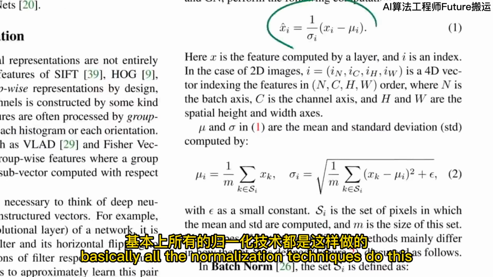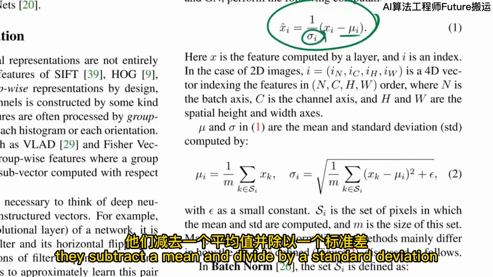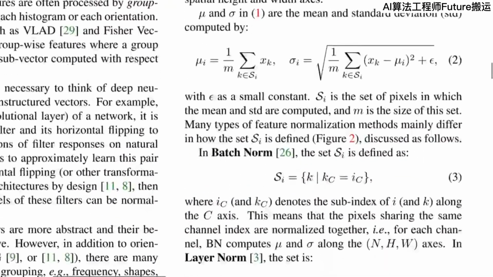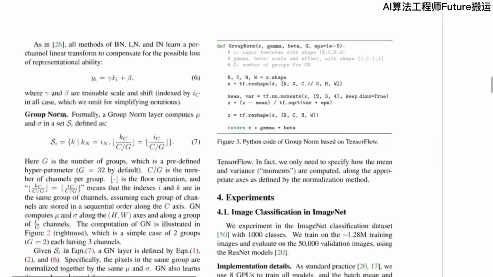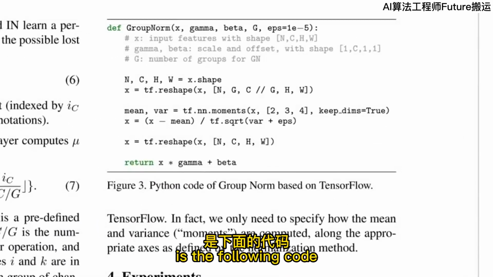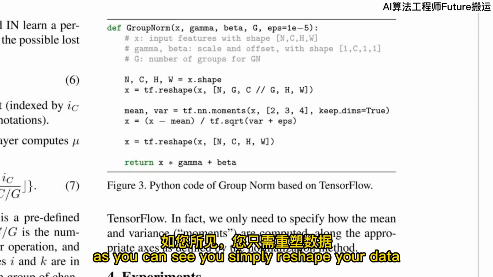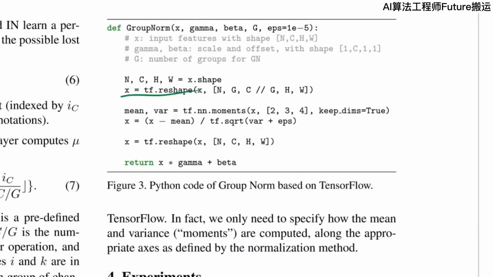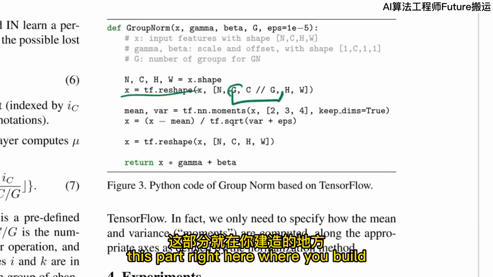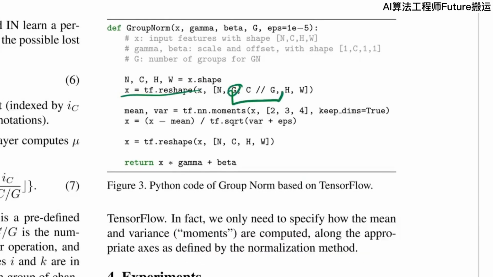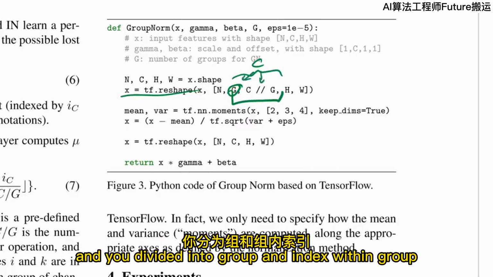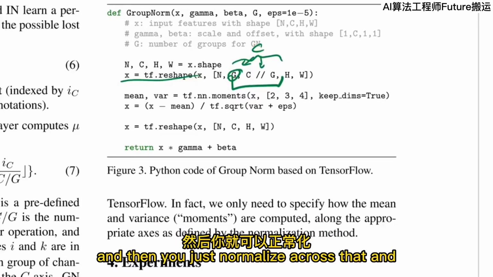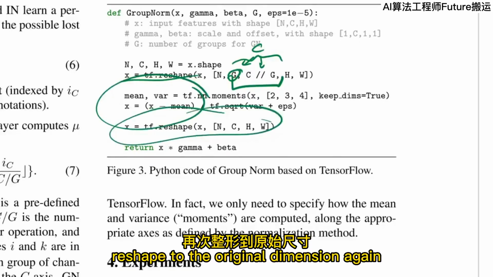So they say, okay, basically all the normalization techniques do this: they subtract the mean and divide by a standard deviation. That's what we saw. And the difference is just across what you collect your statistics. So group norm is the following code in TensorFlow. As you can see, you simply reshape your data and basically you expand this part right here where you put the extra. So this is C. This entire thing used to be C, and you divide it into group and index within group. And then you just normalize across that and reshape to the original dimension again.